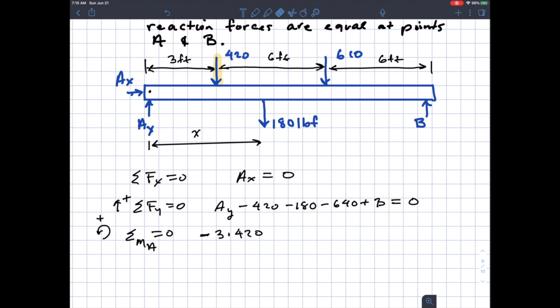Okay, so I would put down that this moment is going to be 3 times 420. Okay, so next let's take a look at the 180-pound force and the moment generated by that. Okay, well, the moment arm is x, all right, and then so this would be x times 180. All right, and now we ask ourselves, is this clockwise or counterclockwise? And this would be clockwise, so that gets a minus sign.